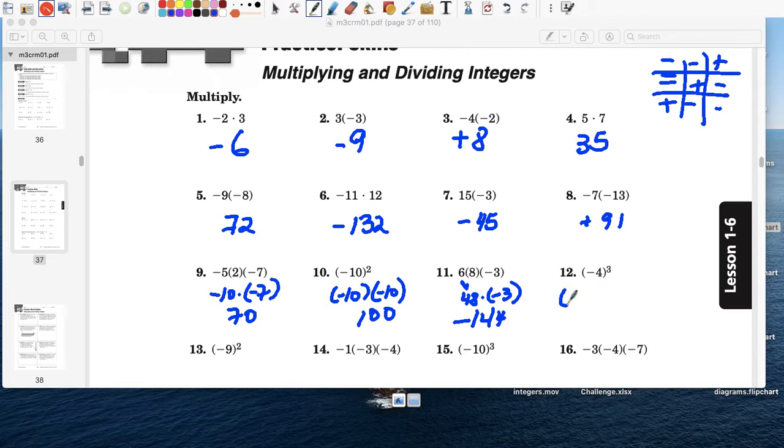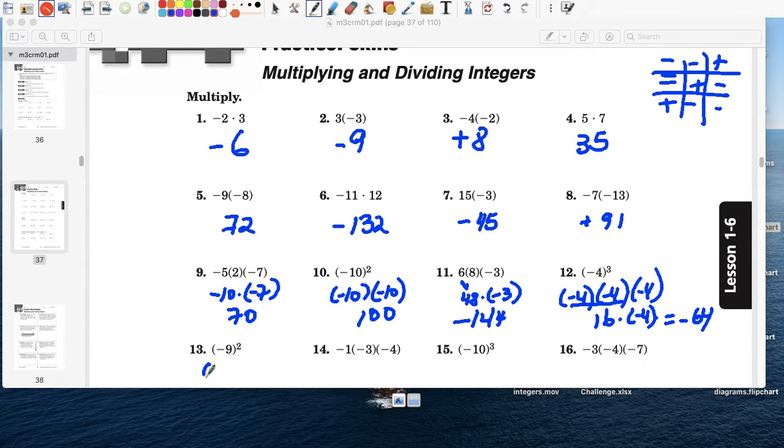Negative 4 to the third power. Remember what that is. It's negative 4 times negative 4 times negative 4. Negative 4 times negative 4 is 16 positive. And then we have to multiply, right? Negative times a negative is positive. And then times negative 4. A positive times a negative gives me negative 64.